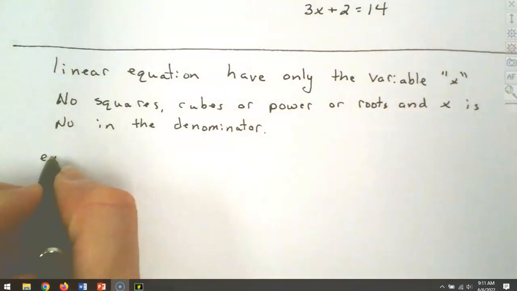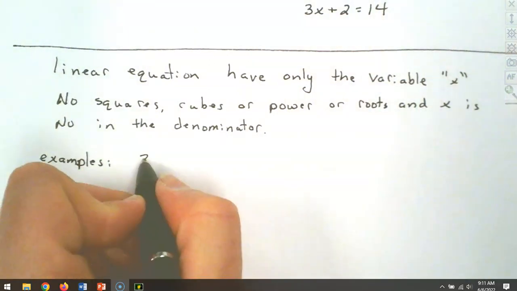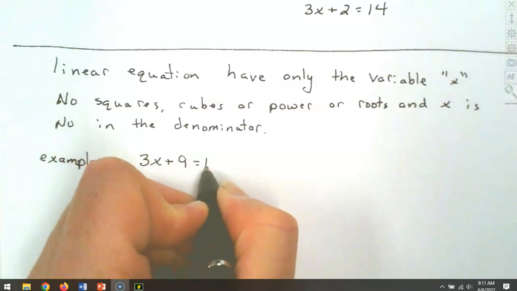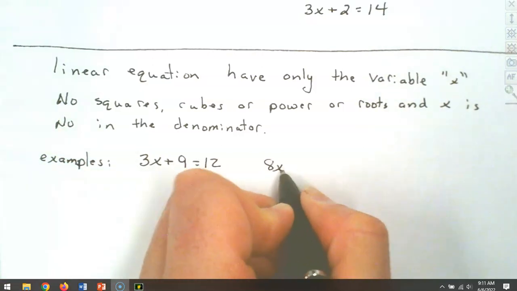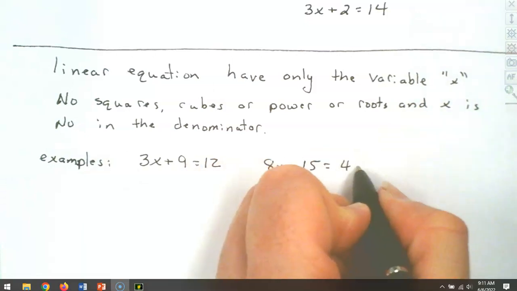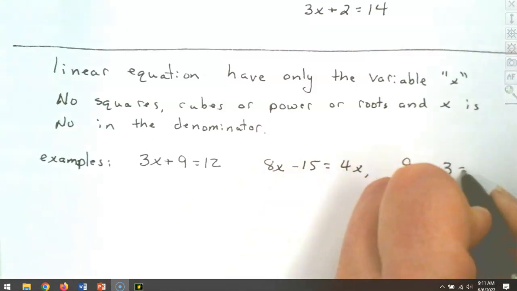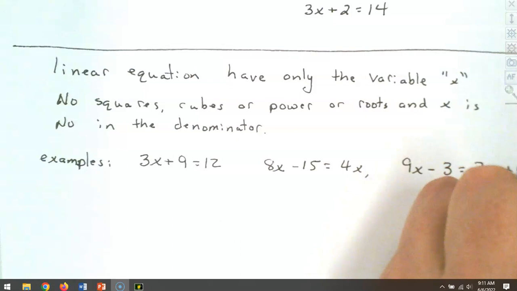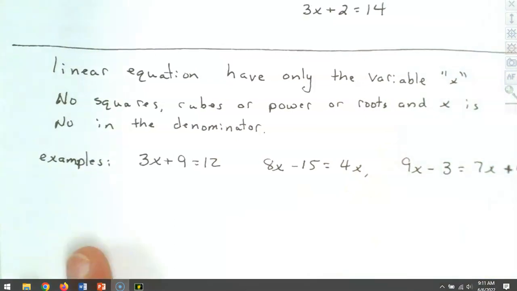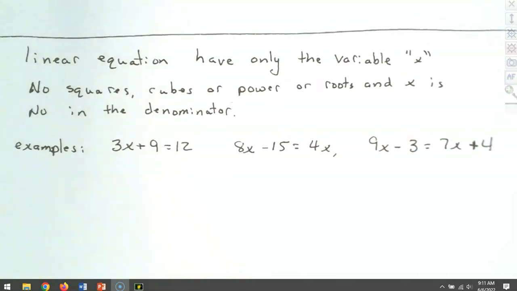So these are going to be examples of linear. 3x plus 9 equals 12. 8x minus 15 equals 4x. And 9x minus 3 equals 7x plus 4. So those are all examples of linear. No powers, no roots, x is not in the denominator. So those are all linear.